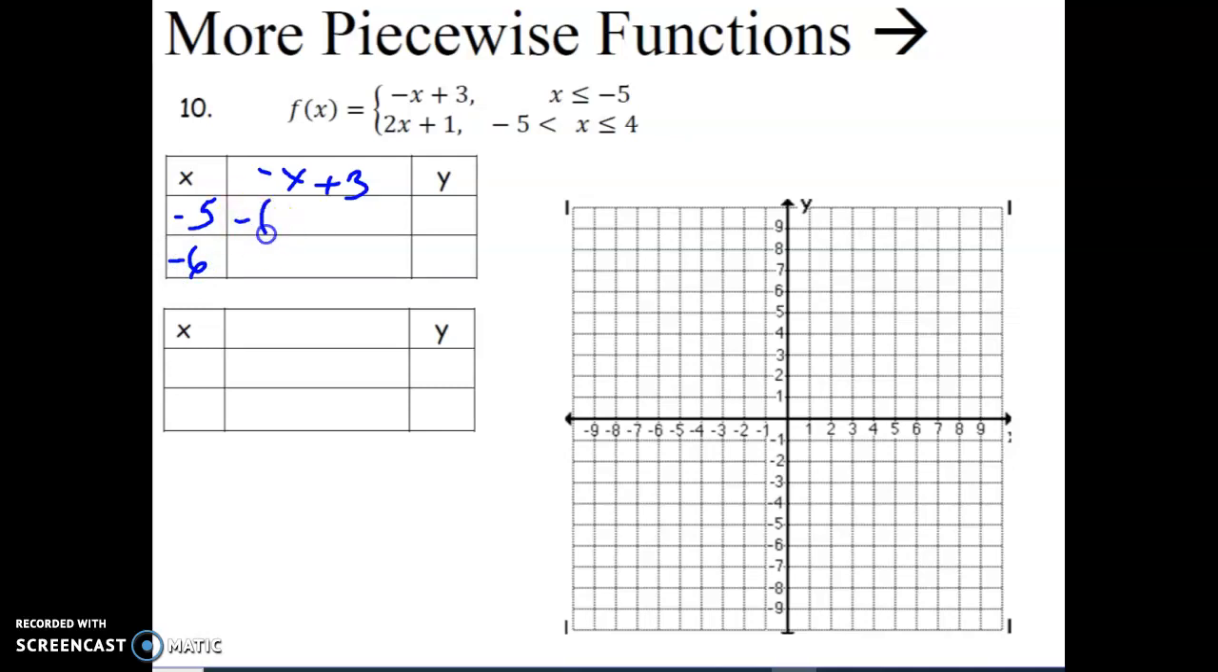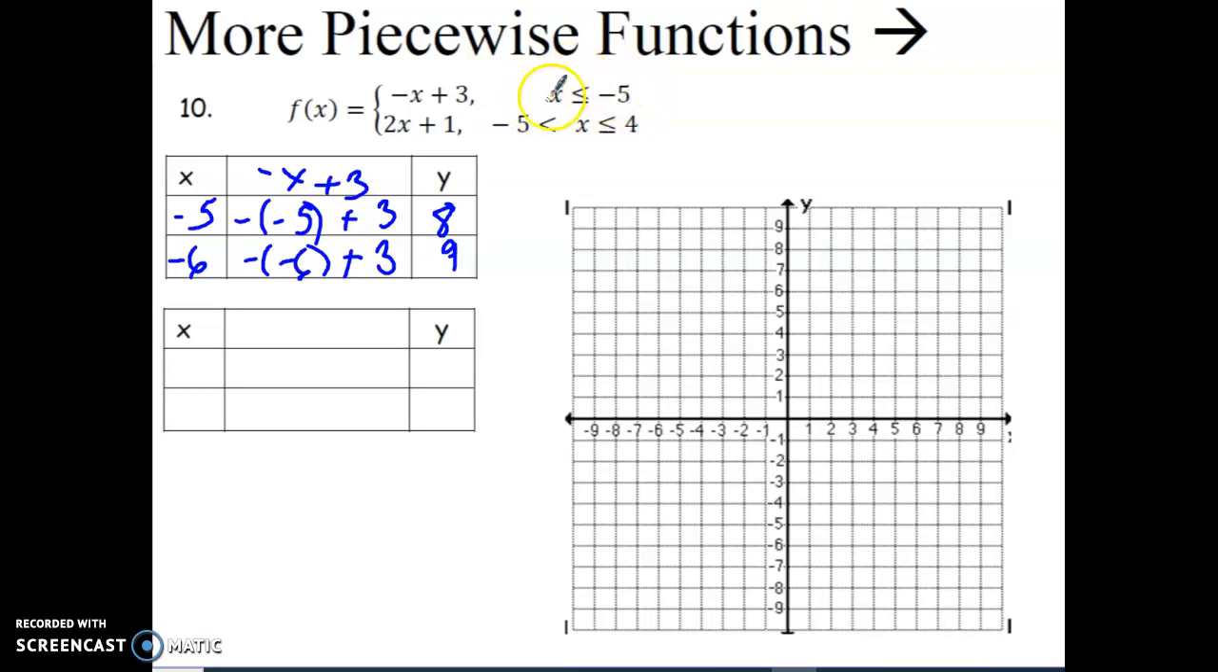Now be careful with your negatives when you substitute in here. This negative is going to be here on the outside, and this negative is going to stay with the 5 on the inside. -(-5) + 3 is 8. And I'll do the same thing with -6 and end up at 9.